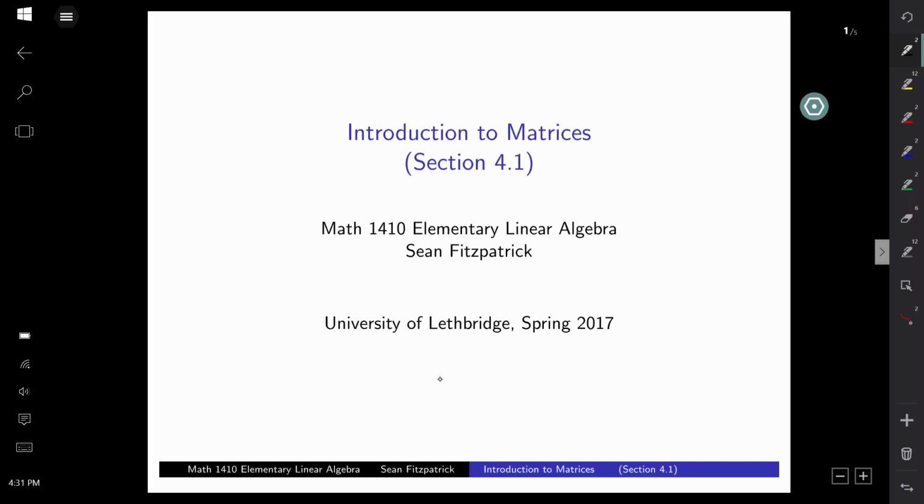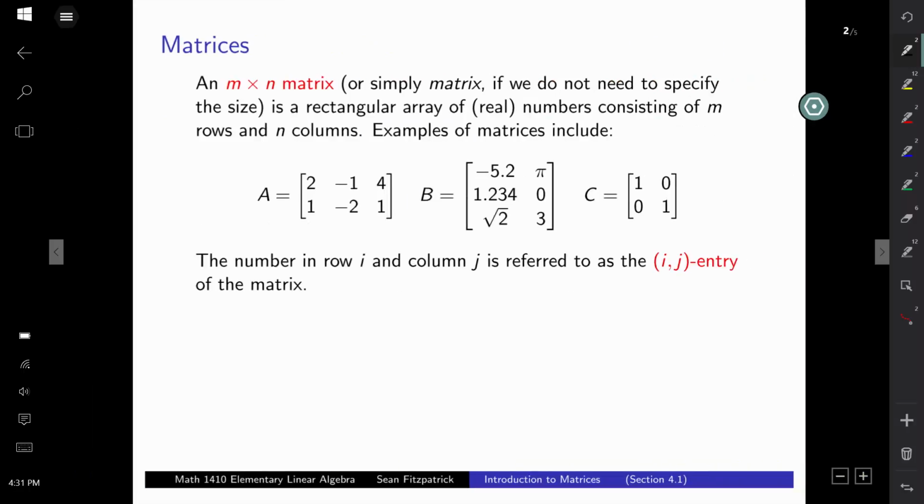But first, we'll just introduce the basic idea of what a matrix is. So a matrix is simply an array of numbers, okay? It's a rectangular array, so you take a bunch of numbers and you arrange them into some number of rows and columns. You can consider matrices over different sets of numbers. You can consider matrices with real entries, with complex entries, and so on. We will almost exclusively deal with matrices that have real number entries. So here are some examples of different matrices of various sizes.